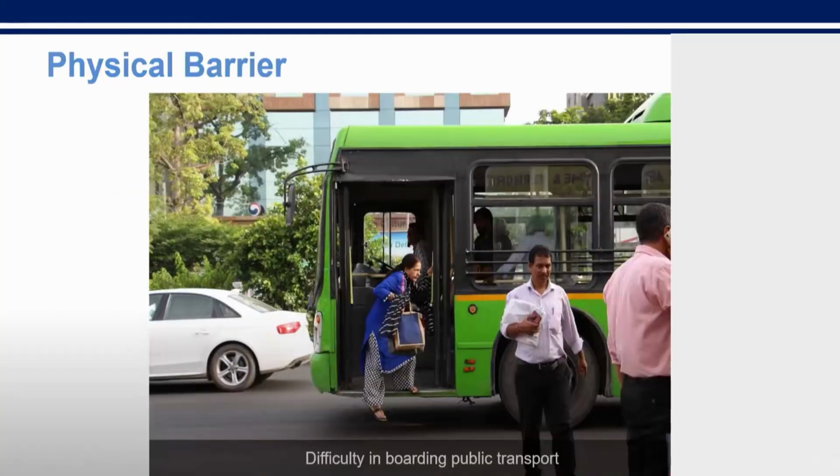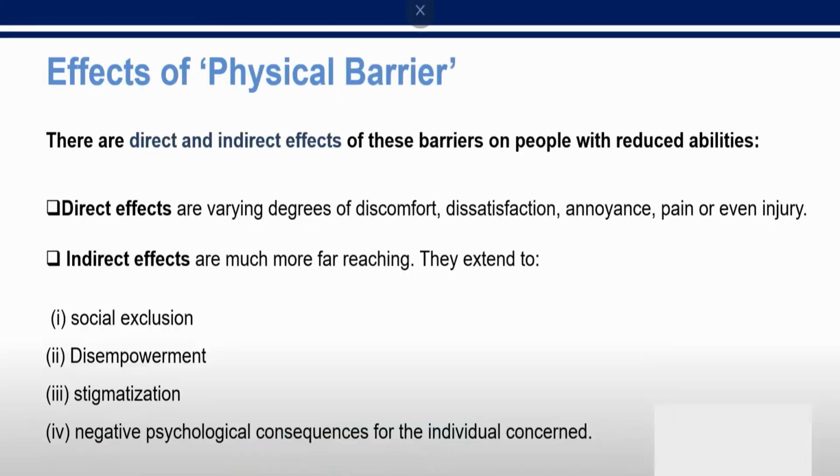Then physical barriers. See, the bus has an entrance with no ramp provision. Nowadays these buses can be altered with the provision of ramps. It can be automated ramps, accessible from the footpaths with curbs.